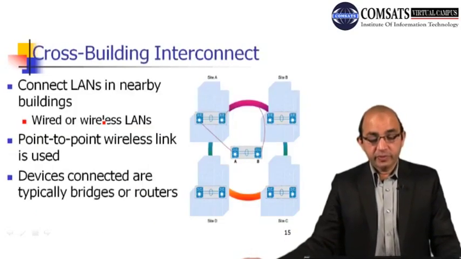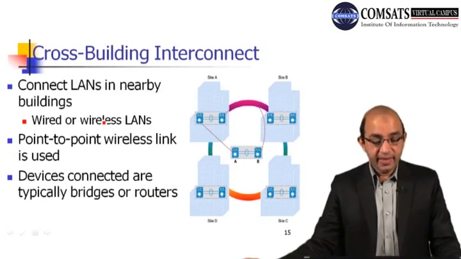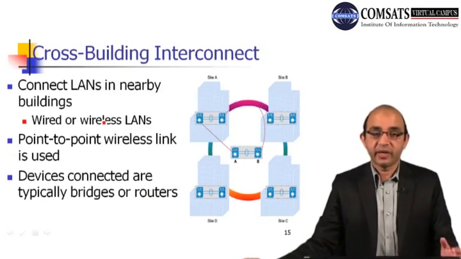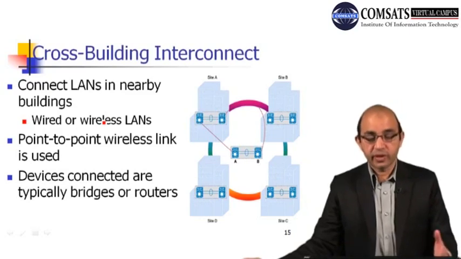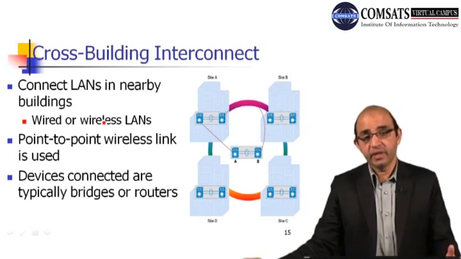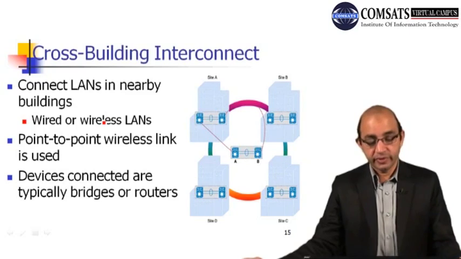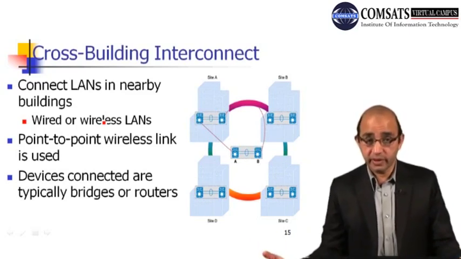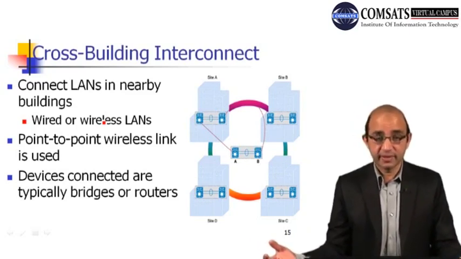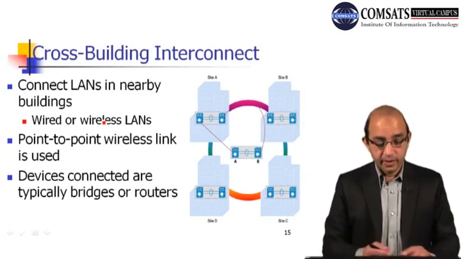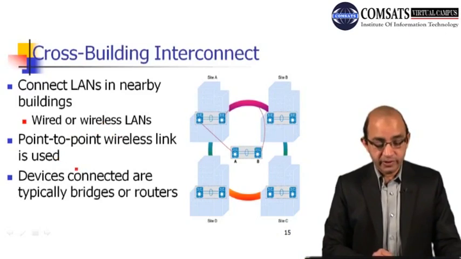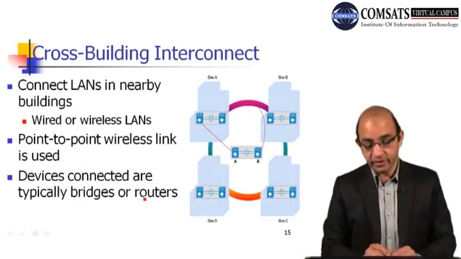So here we have the cross-building interconnect, to connect LANs in nearby buildings. So if I have a LAN, right, and I want to connect the LAN in one building to another LAN in another building, we can also use high data rate wireless connectivity over there. A point-to-point wireless link can also be a choice, right? Devices connected are typically bridges or routers, so we can use different bridges and routers.